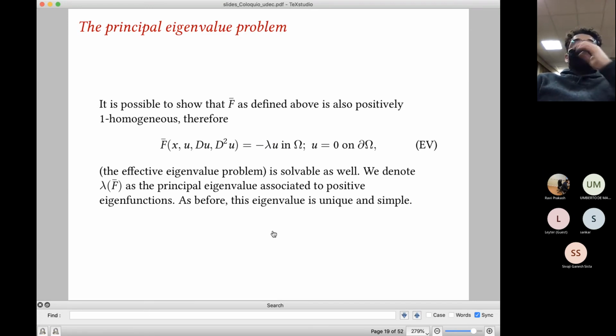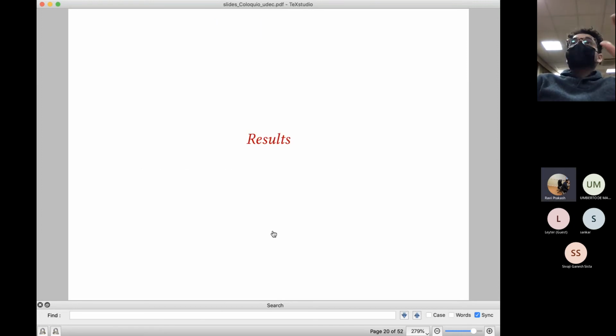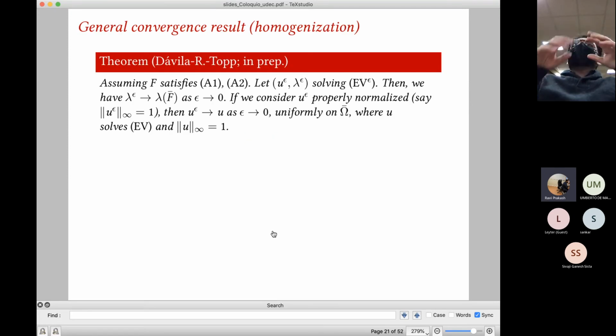So that's the setting of previous results, and now we move on to our results. The first of these is a general convergence result, which is also known as homogenization. Homogenization is sort of the topic, the problem, but it's also the solution. When the following happens, we say that homogenization occurs.